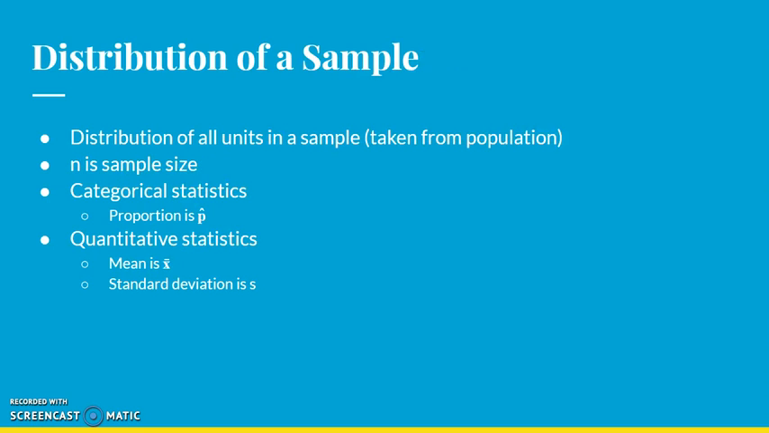A sample distribution is the distribution of all units in the sample, and that is taken from the population. And again, use the correct notation. Lowercase n is the sample size. The proportion is p hat for categorical, and the mean is x bar, and the standard deviation is lowercase s. And this is for quantitative. And a statistic is for a sample and a parameter is for the population.